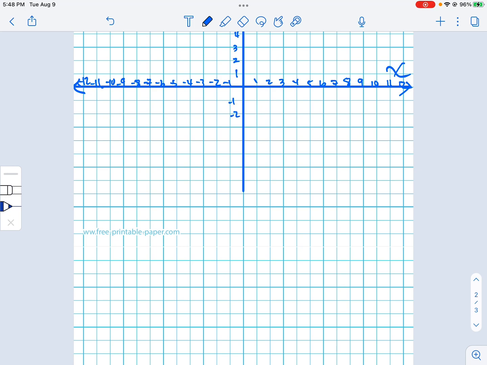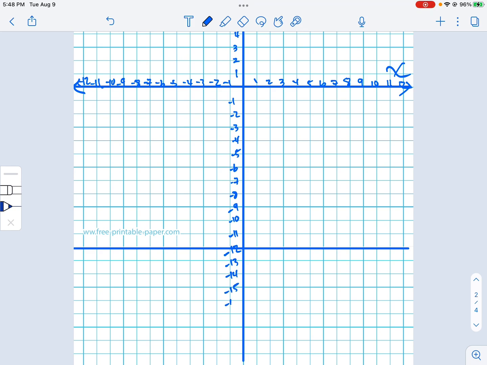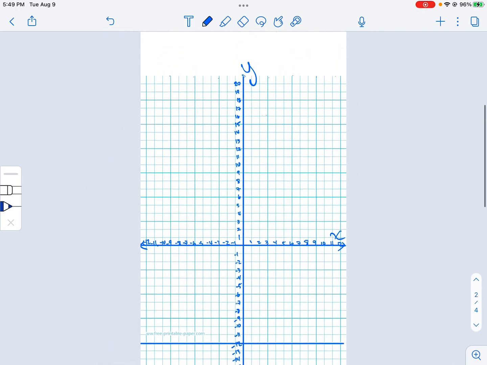So -1, -3, -4, -5, -6, -7, -8. And yes, I need to extend this. There we go. -9, -10, 11, -12. I know it's a new sheet, but there should be a line like right here. -13, -14, -15, -16, -17, -18, -19, and -20. So there we have it.